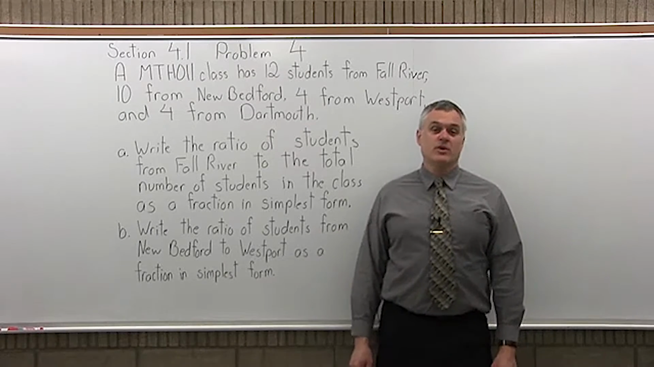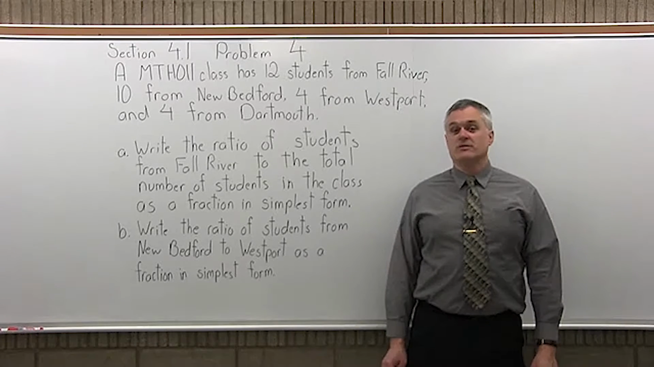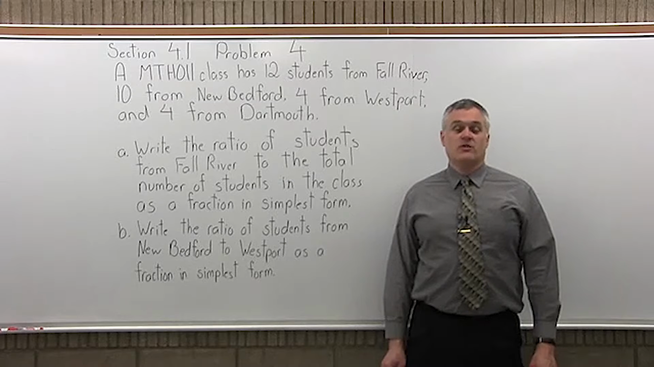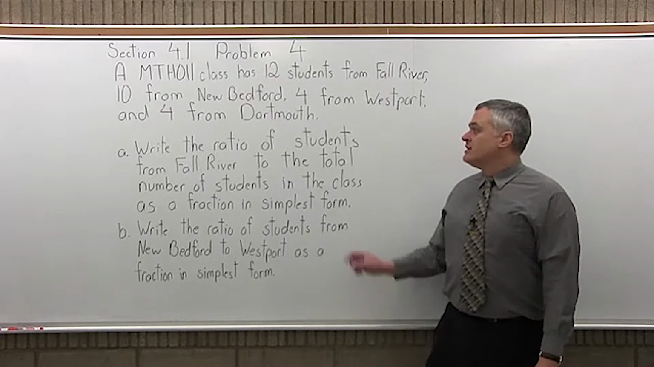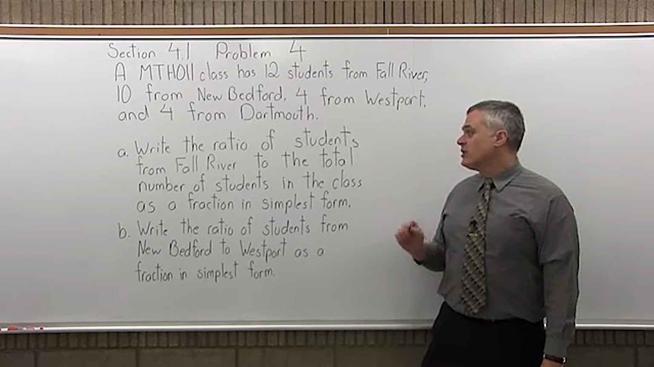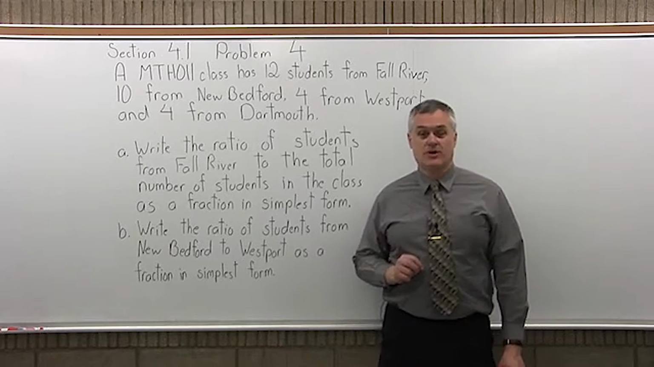This is Section 4.1, Problem 4. It says a Math 011 class has 12 students from Fall River, 10 from New Bedford, 4 from Westport, and 4 from Dartmouth. It says write the ratio of students from Fall River to the total number of students in the class as a fraction in simplest form.